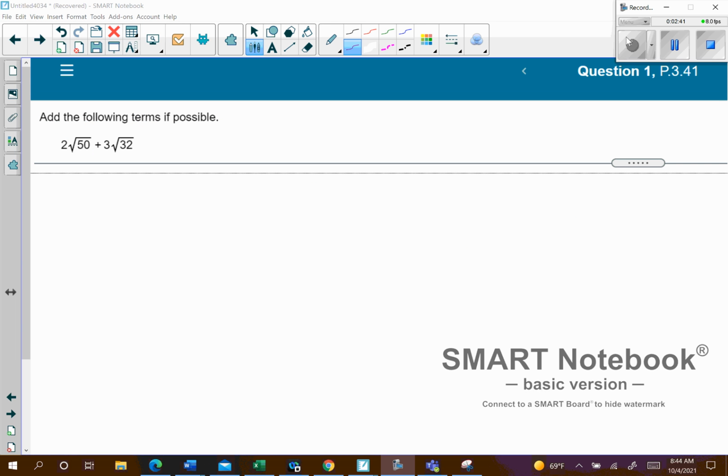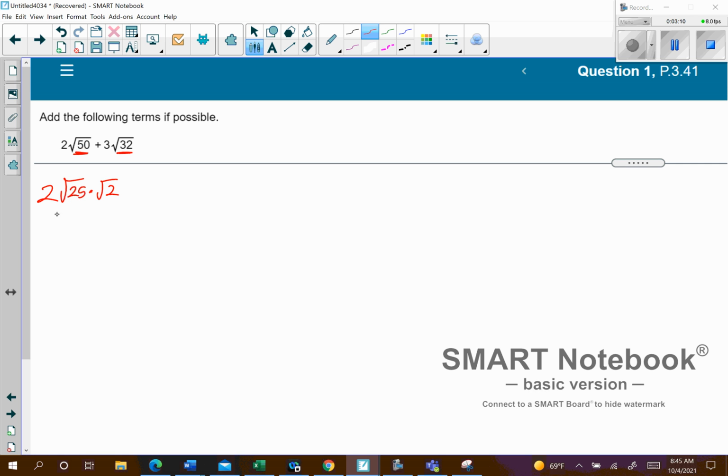Okay, so the second one you sent says add the following terms if possible. Right now you can't add them until these match. So what we want to do is simplify those and see if we can simplify them to where those two will match. On the first one, square root of 50, we can break that up into the square root of 25 times the square root of 2. I'm just going to focus on the first one. We'll look at the second one in a moment.